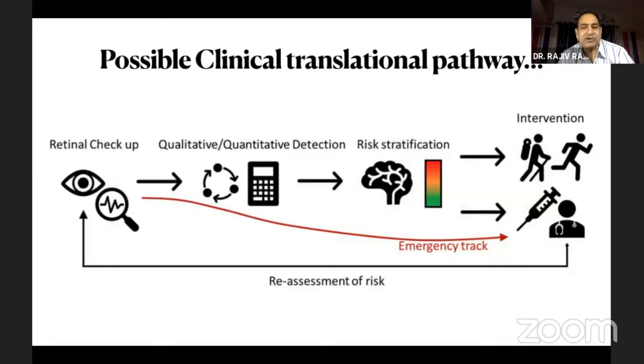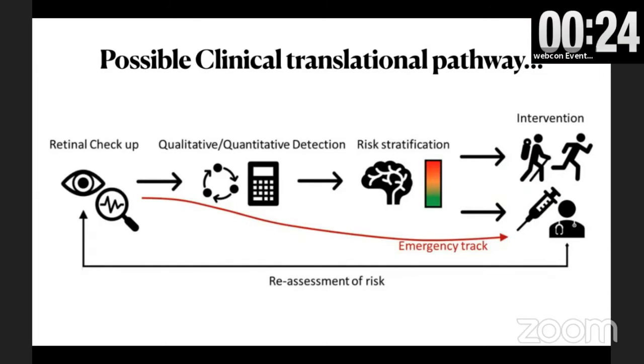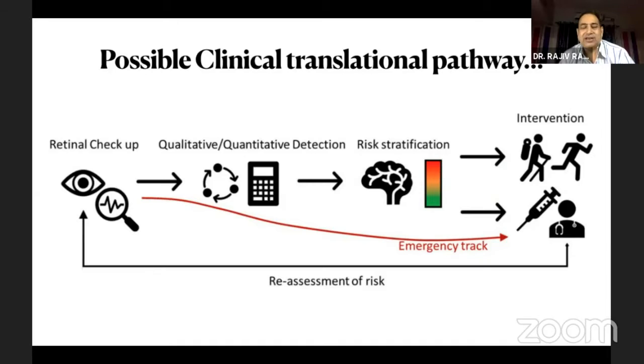Definitely on retinal evaluation, if you find these diseases, there is an emergency track, you should refer to a physician. There is an emerging role of these quantitative and qualitative methods, which can probably offer more risk stratification. And this may help in early intervention to reduce the risk of cardiovascular and cerebrovascular diseases.